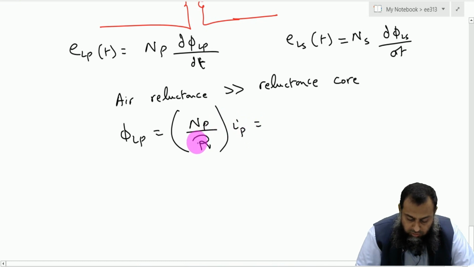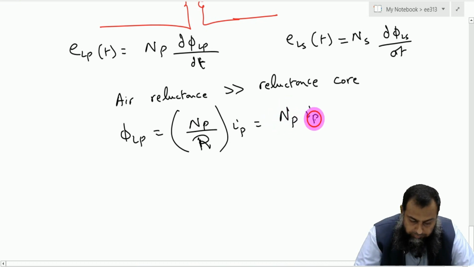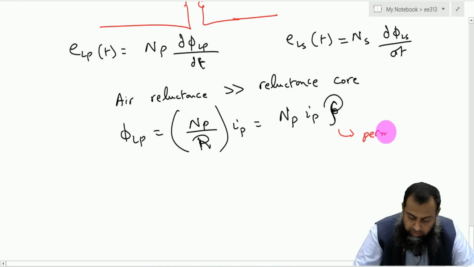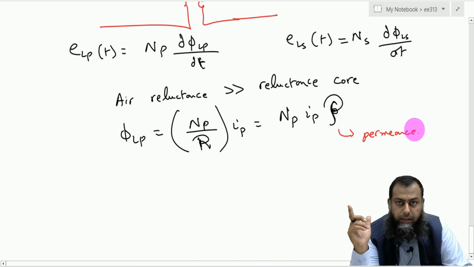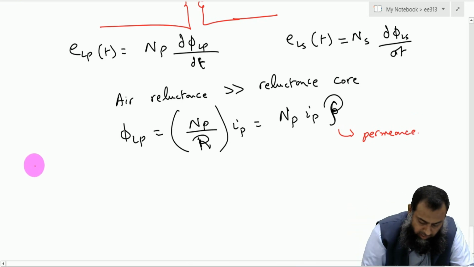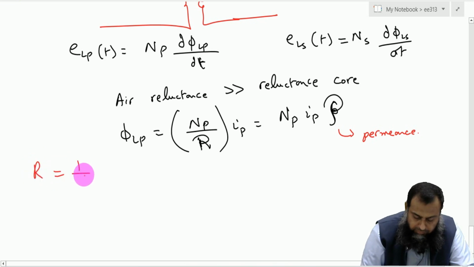So this reluctance actually defines how much of the flux is leaked from the core. This R, which is the reluctance, can be written as NP IP into this thing. This is known as the permeance, and it is the same concept as that of a conductance in an electrical domain. So in an electrical domain we have the resistance R, which is equal to 1 over G, where G is the conductance.